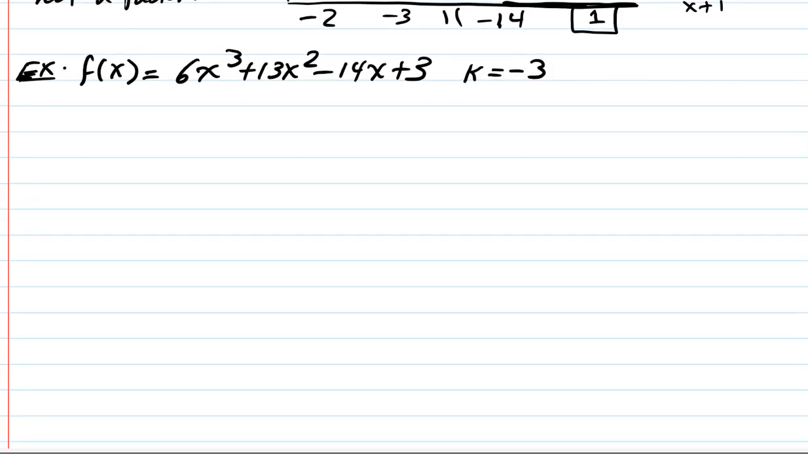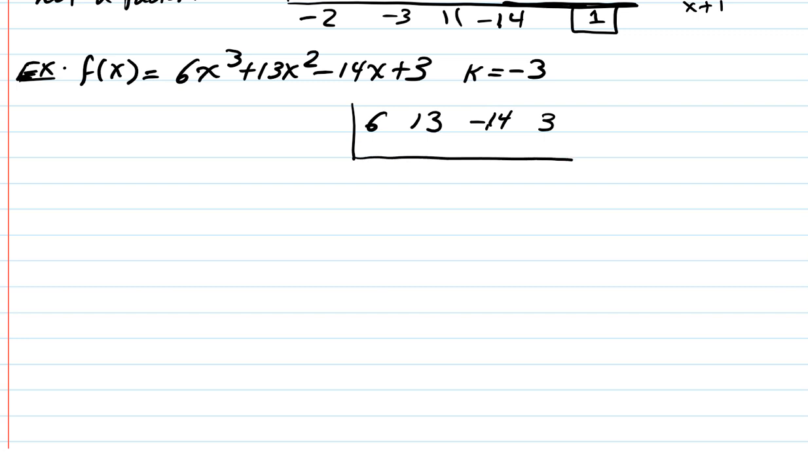We're going to do synthetic division, right? 6, 13, negative 14, and 3. We're going to put negative 3 here. In other words, x plus 3 is a factor. Bring down the 6, multiply, add, multiply, add, multiply, add, 0.